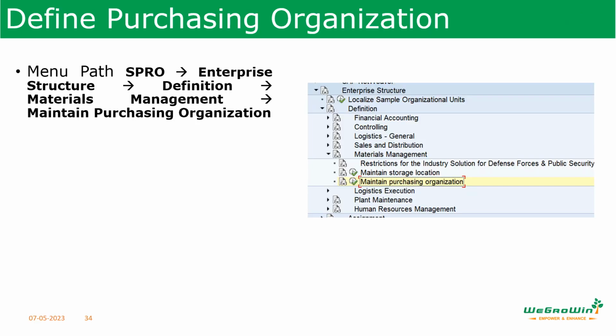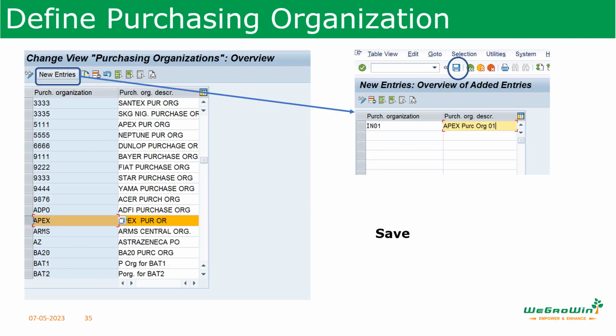To create a purchase organization, follow the menu path shown here. Press new entries, enter the new purchase organization code and description and save it. The purchase organization is created.